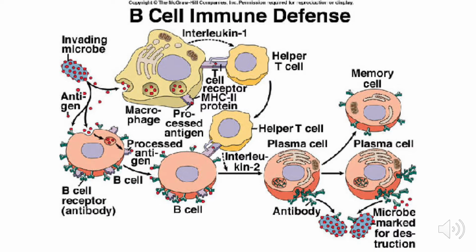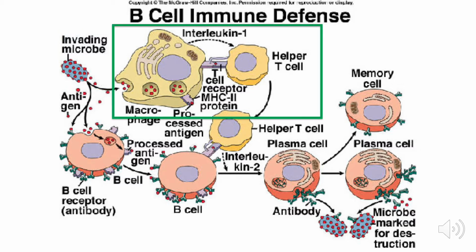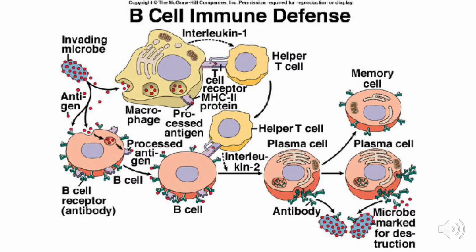Let's apply what you have learned on this picture. You have an invading microbe that is engulfed by the monocyte, macrophage, or the antigen-presenting cell. A certain portion of the microbe will be displayed on the surface of the monocyte or macrophage, and the antigen will be presented to the T helper cell as shown on the green rectangle. What will happen next is the activated T helper cell will interact with B cell, and this B cell will be differentiating to form the plasma cells, and the plasma cells now will produce antibodies.